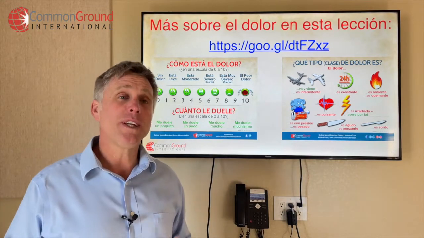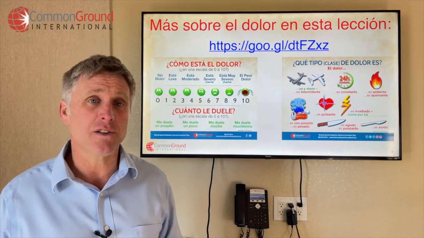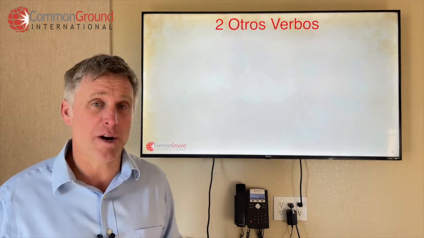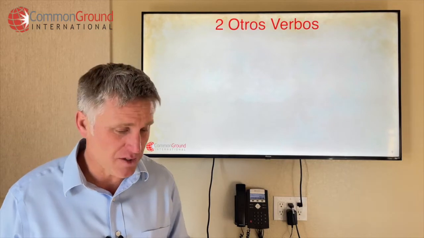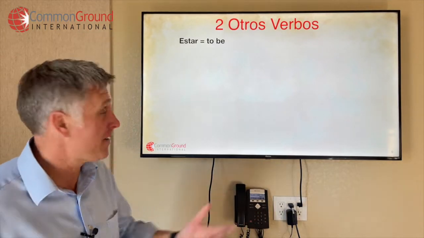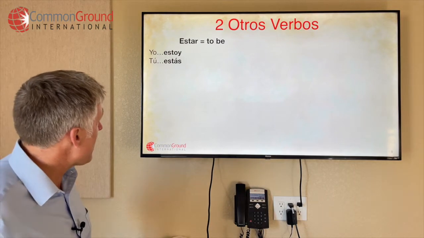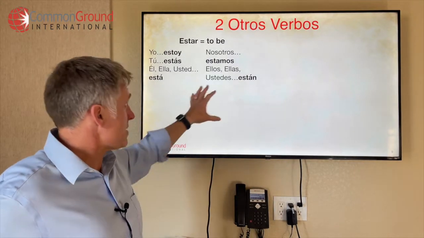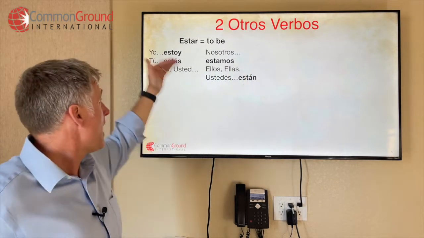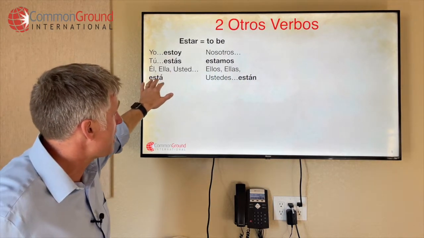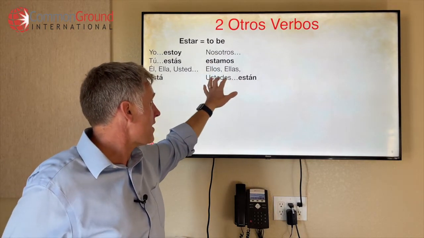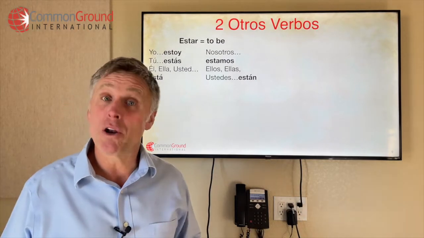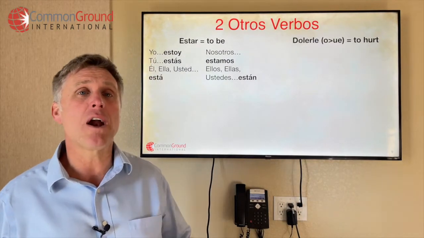All right, so we did tener and sentir, say, but let's take a look at dos otros verbos importantes when we talk about síntomas. The first one is estar, the verb to be. So yo estoy, I am, tú estás, you are, él, ella, usted está, nosotros estamos, ellos, ellas, ustedes están. The verb to be. I am, you are, he, she, you, usted is, we are, ellos, ellas, ustedes, they or y'all are.